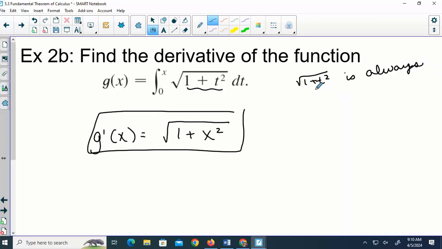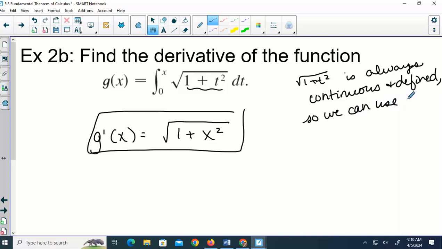Square roots, you know you have to have positives underneath, but if you square something, you always have a positive. So it's always continuous and defined. Square root doesn't have breaks in the graph. So we can use the fundamental theorem of calculus. If it's not continuous or defined, we cannot do the fundamental theorem, so we'd have to have some other options or work it out. If it's not continuous, we would have to be making multiple functions and evaluating or doing something like that.